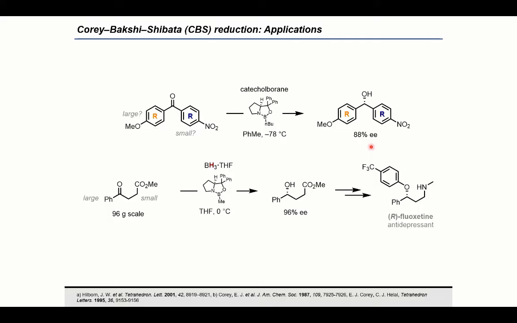But let's not get bogged down with unusual examples. Let's finish with a classic example showing just how useful the CBS reduction can be. For example, this ketone, where the phenyl group is considered the large group, was reduced in 96% ee to set up a key stereocenter in the synthesis of fluoxetine, otherwise known as Prozac.